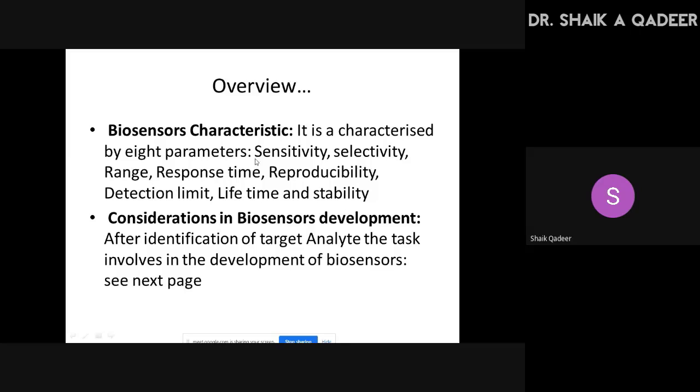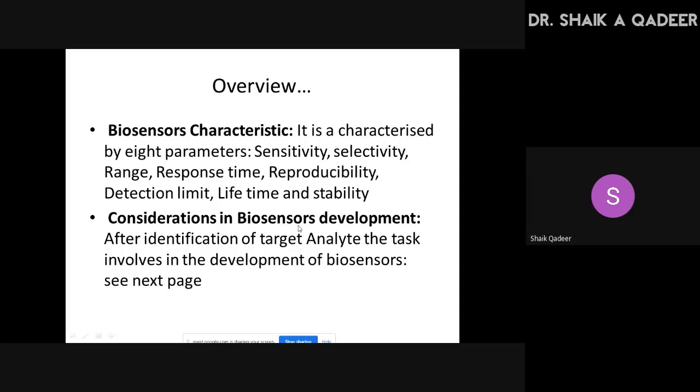This question is also expected as a short answer. We need to just list the content. The 8 parameters which are followed in biosensor characteristics are as follows: sensitivity, selectivity, range, response time, reproducibility, detection limit, lifetime, and stability. This question is important.